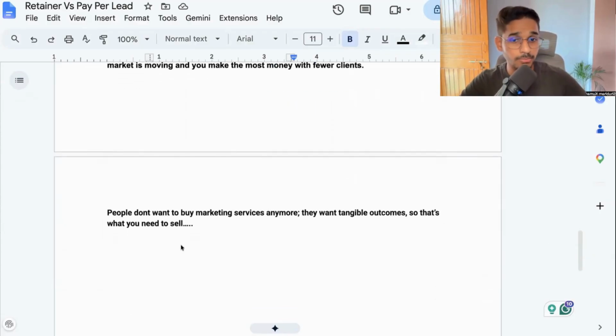People don't want to buy marketing services anymore. They want tangible outcomes. So that's what we need to sell. Okay. So that is where I am also moving my agency, going from retainer to performance model. I started with pay per lead. Now I'm doing the pay per appointment model as well, but I have both offers. If someone has less money, we will sell them pay per lead. If someone has more money, then we will sell them pay per appointment or pay per estimate offer. Okay. So that's what I am currently doing in my agency, and trying to scale it to $10,000 per month in my agency. Okay.